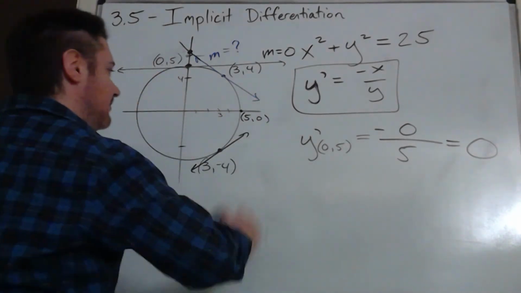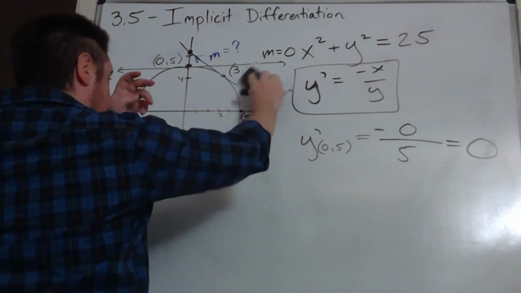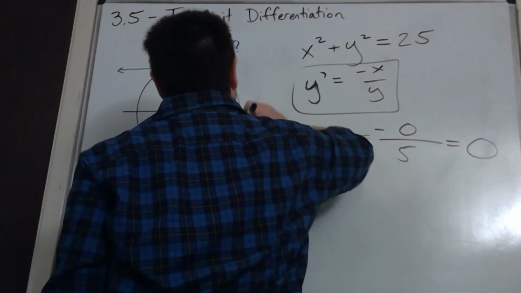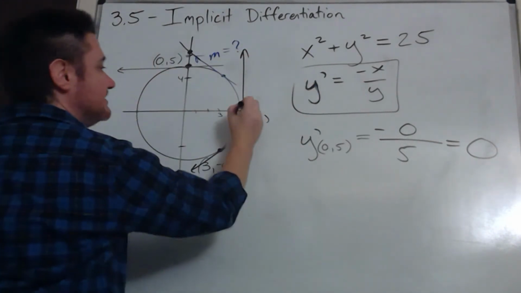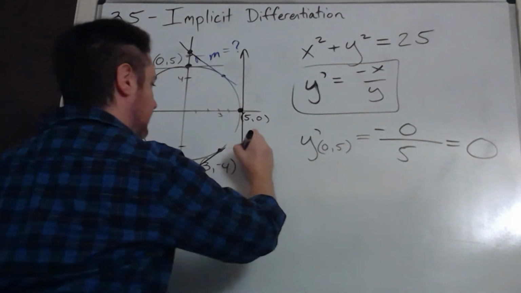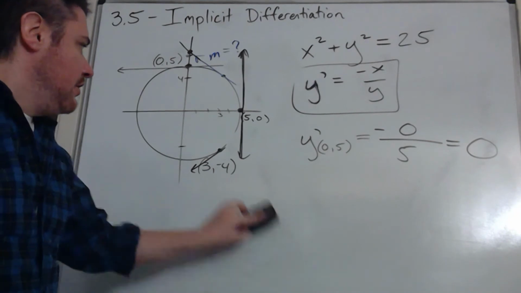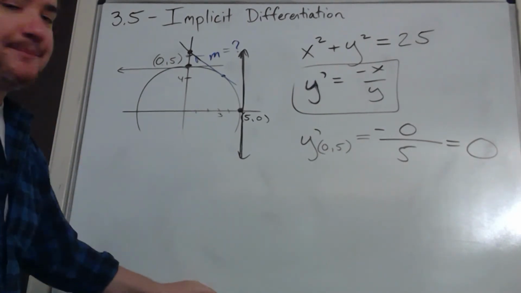What about this point, right? What about that front point on the circle, (5, 0)? I can draw that tangent line, right? I missed the circle, but pretend I hit there. We can draw the tangent line there. What's the slope of that line?